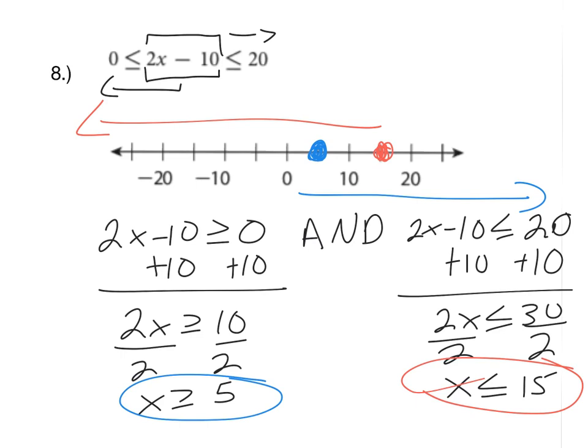But with and, I'm only concerned with the section that overlaps, which would be this section right here. This section right here is what overlaps, so the only portion that I'm going to shade is this middle section that overlaps. And that's it. Hopefully that's what you got for your answer when you solved it.